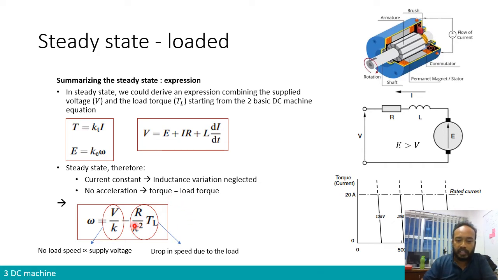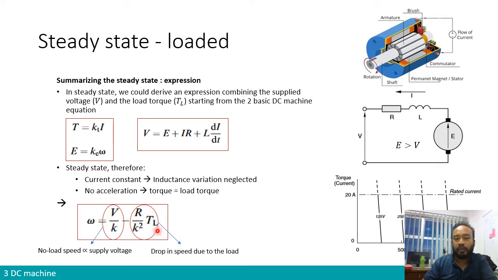mechanical parameters. So what is interesting to look at is that the speed depends on two portions of the equation. The first, V over K, is the voltage divided by the coefficient of speed, right? So this explains that the no load speed is proportional to the supply voltage. If you have no load, TL becomes zero, so this portion of the equation will be zero. So omega will be equal to V over K. So the speed will be proportional to V, which is also E in that case. So this first portion explains the condition that voltage is proportional to speed.